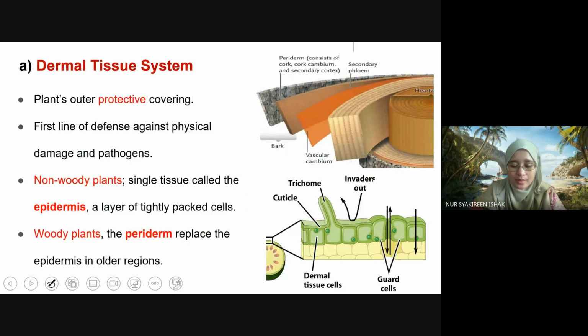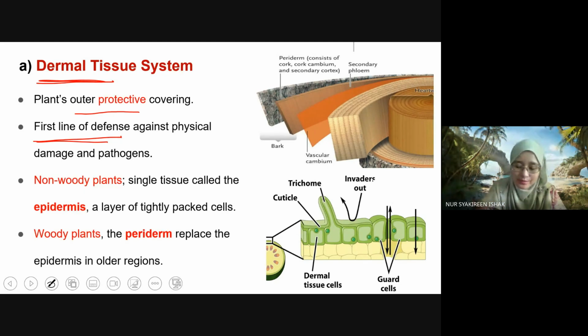Okay, so let's look at the first layer of tissue, which is the dermal tissue. Okay, so it is the plant's outer protective covering. Okay, for protection, protecting the plant from invasion of pathogen, for example. Kan? So outer protective covering, it is first line of defense because it is outer, like our skin. Our skin, it prevents the entry of pathogen into the organism.